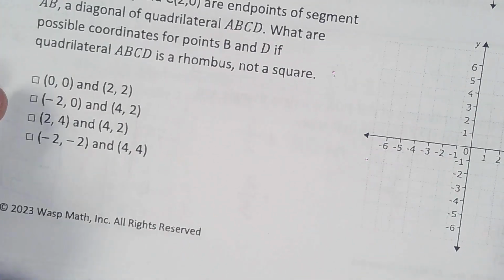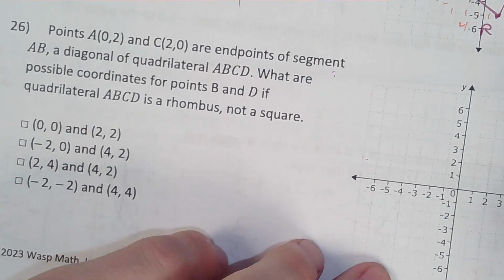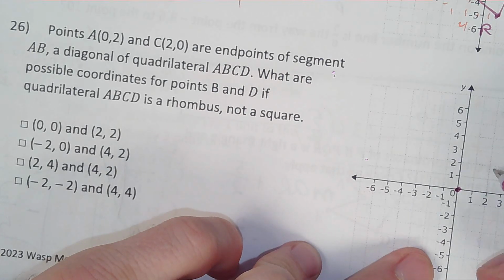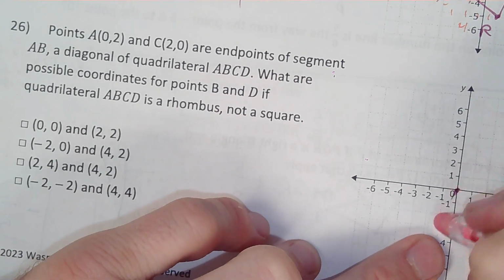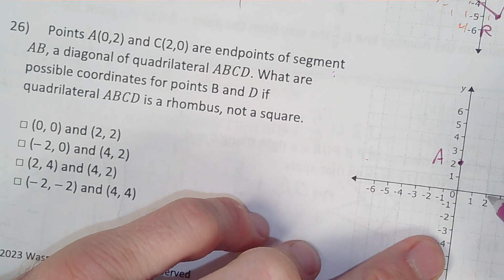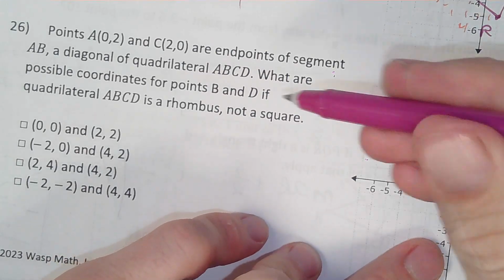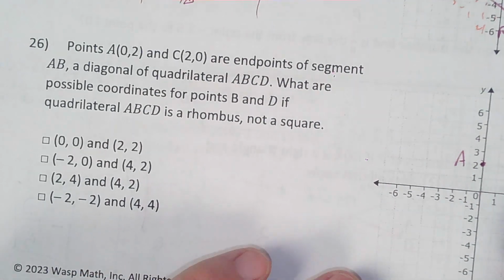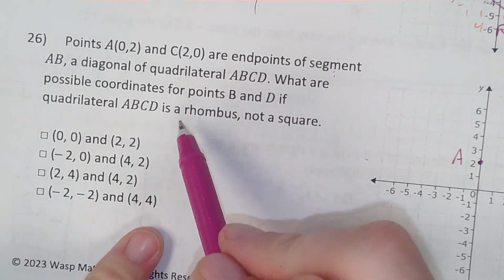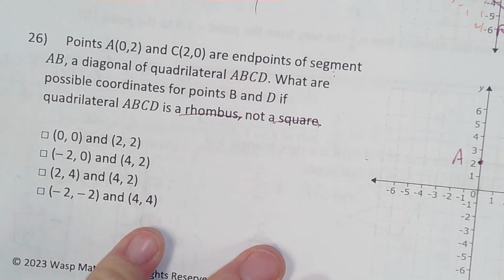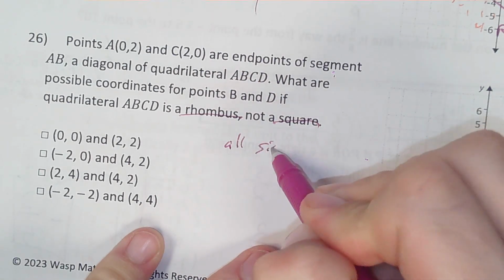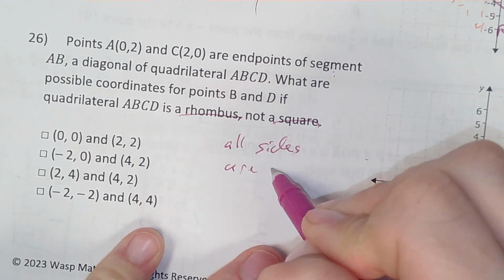Okay, so now we have 2 points. We have 0, 0, and, nope, that's the wrong point. We have 0, 2 is A, and 2, 0 is C, and these are the opposite sides of a quadrilateral, and it's a rhombus, not a square. Remember, a rhombus has all sides congruent.